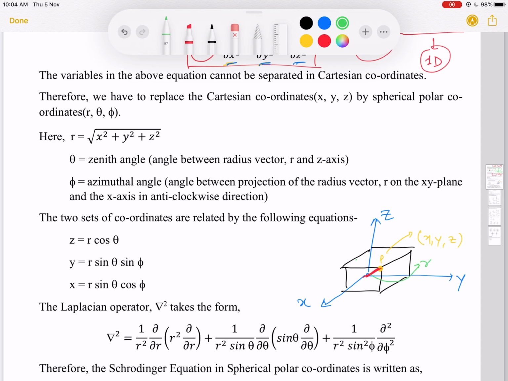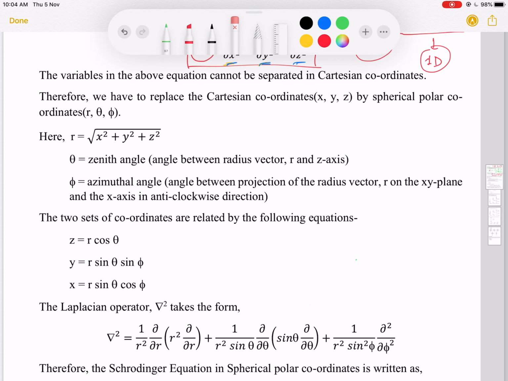Let me draw it nicely once, it will help you to understand well. Say we have this one, this is the axis system, and this is the cube.